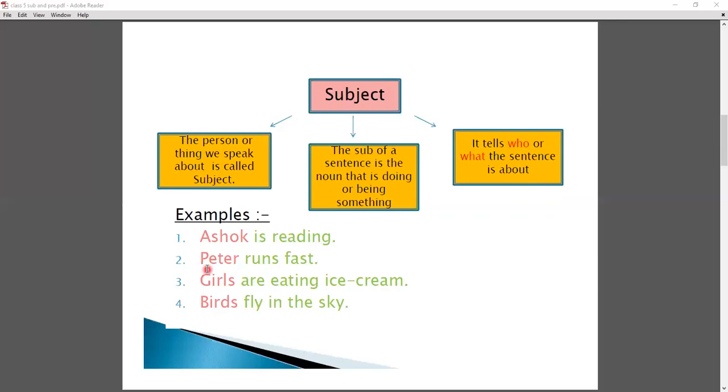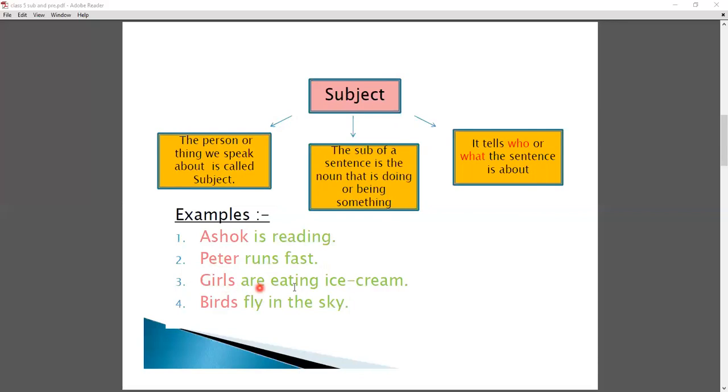Now the second sentence, Peter runs fast. Now students, you have to notice who runs fast and get the answer from here. Peter runs fast. Okay students, we get the answer from the subject. So here the subject is Peter.